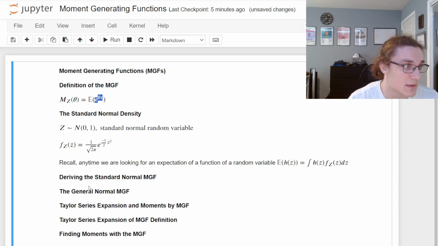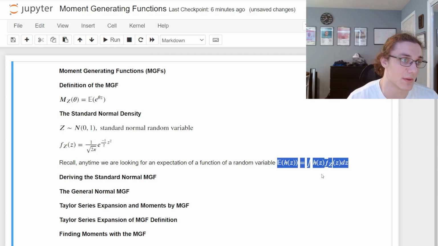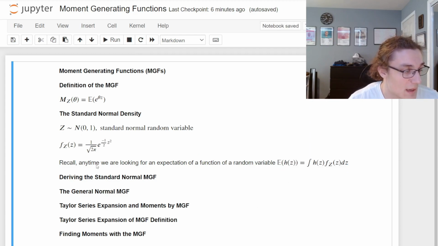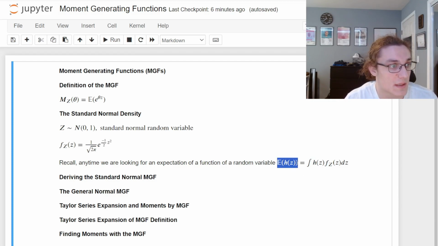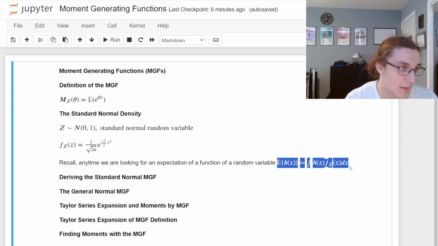So what we're going to do, to derive the standard normal moment generating function, is use this general transformation equation here to find the expectation of a random variable that's being transformed by another function. And we are going to use that equation with this definition of the moment generating function. So really all we're doing is plugging in e to the theta Z for h of Z here. Okay, and that's going to allow us to solve this expectation, and we're using this idea right here to solve it.